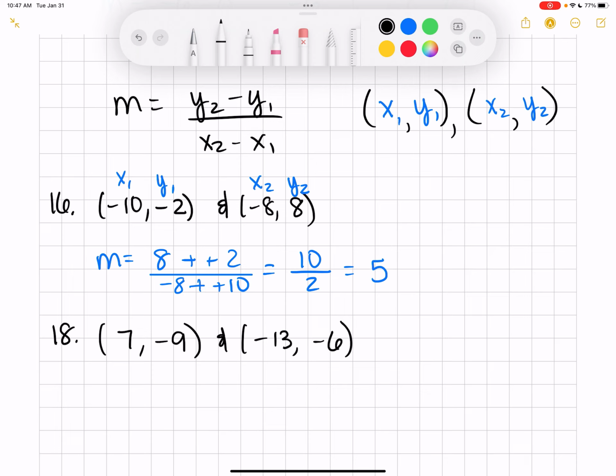And I'll give you a hint. This one is supposed to be a fraction when it's done. This one won't end up being like 10/2, which was a fraction too, but it reduced to 5. This one will actually remain a fraction at the end.